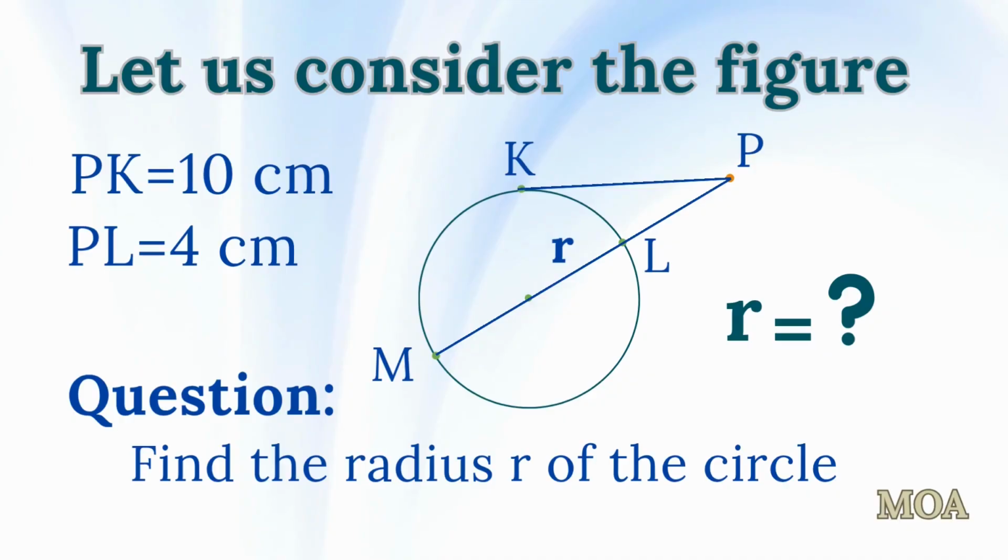From the same point P, a secant is also drawn, which enters the circle at point L and leaves it at point M, passing through the center of the circle. Therefore, the segment LM is a diameter. We are also given that the length of the segment PL is 4 centimeters. Question: find the radius, R, of the circle.